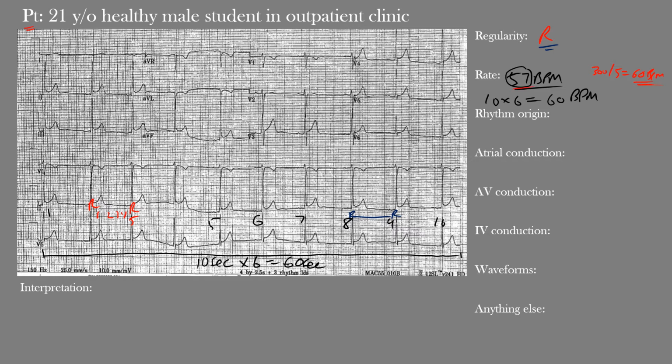Again, pretty close to that 57. That is the actual rate. So again, regular rhythm so far, and our rate is 57 beats per minute. That's the actual one. Now, how about the rhythm origin?